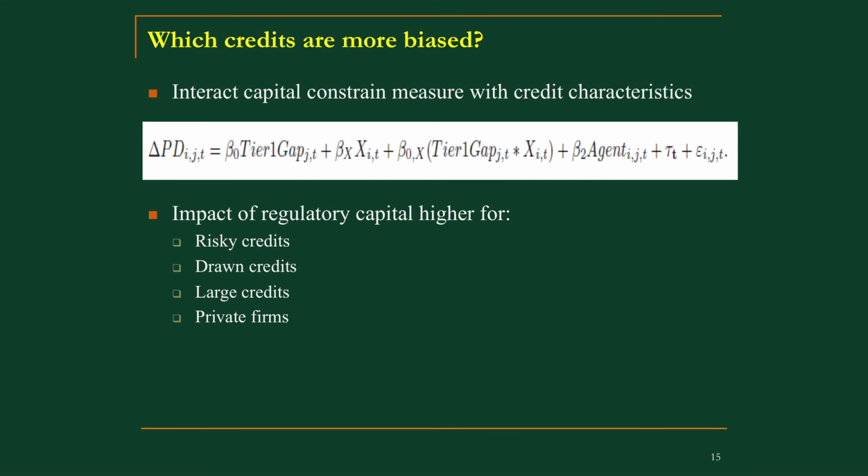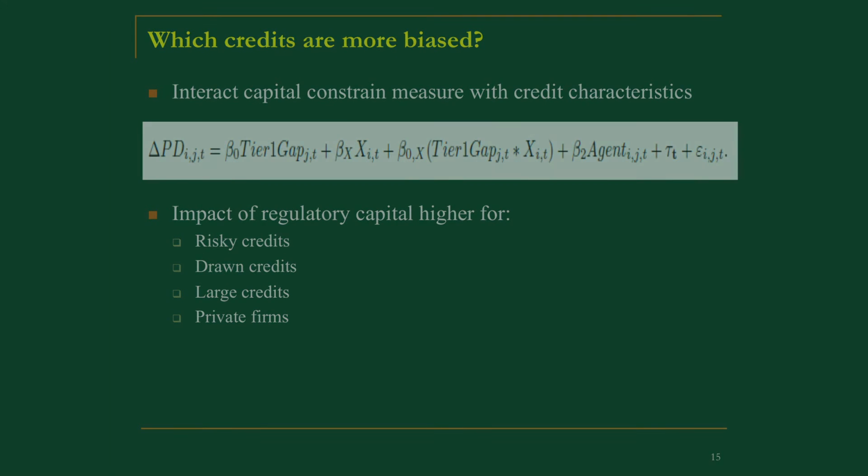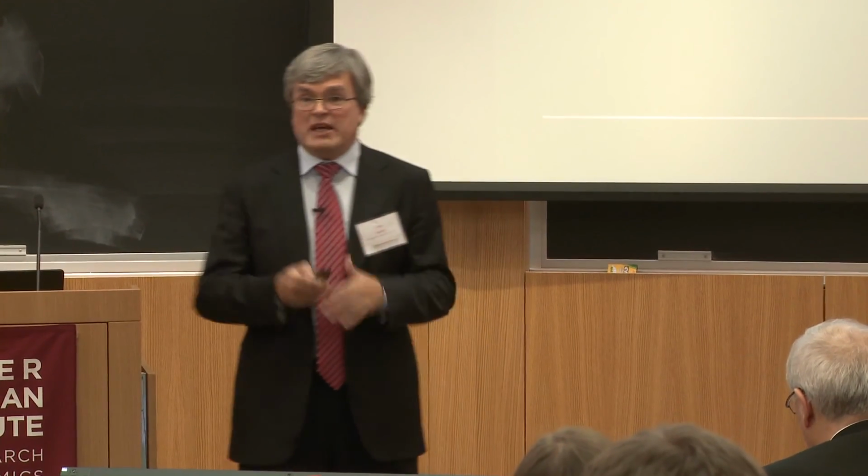Drawn versus undrawn, this is basically because some are credit lines. If it's not drawn, it has a lower impact on capital than if it's drawn down. Large credits or large exposures, and private firms versus public firms. Of course, someone could say here, that's interesting, it's robust, but that's the credit level. Does that mean it still has an impact at the portfolio level?